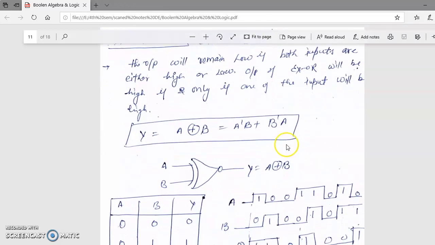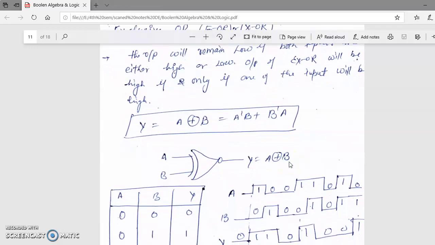See here students, this is the symbol of XOR gate. It is quite different from the OR gate. OR gate has A and B connected directly here, but in the XOR gate this gap is present, that is A and B are connected through this type of curved line, and this curve is connected to the OR gate. This is the symbol of XOR gate, A XOR B. And what is the function of XOR?